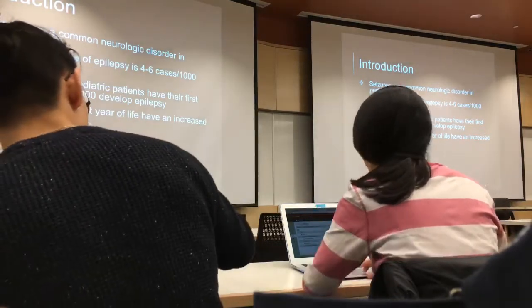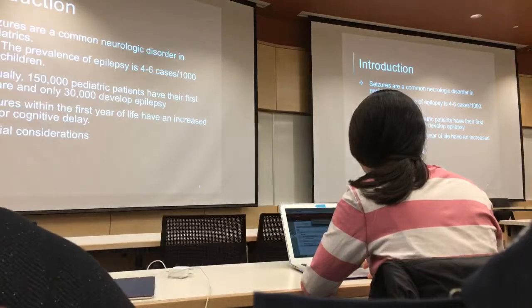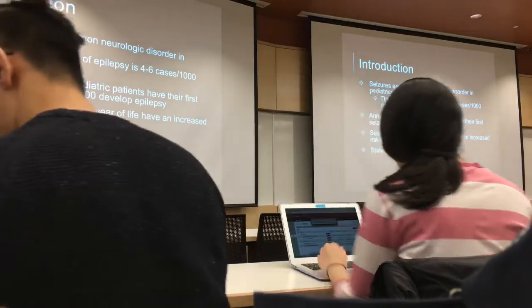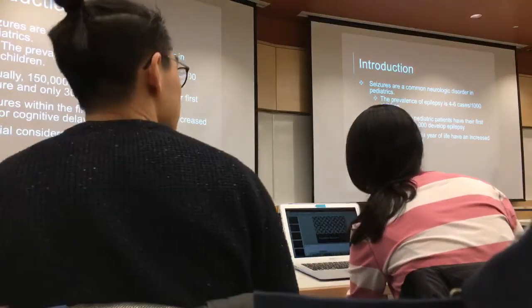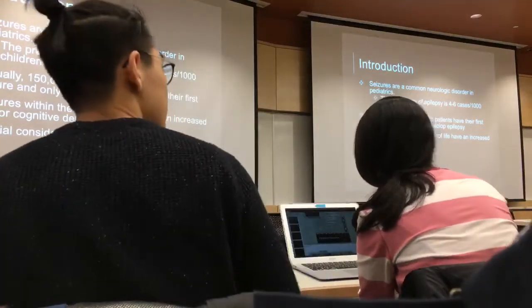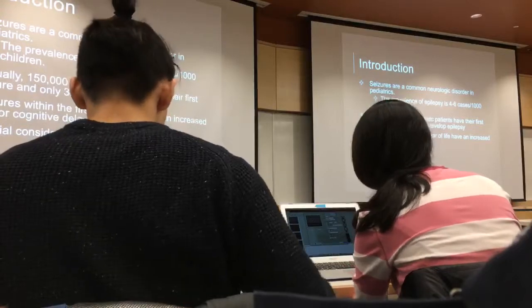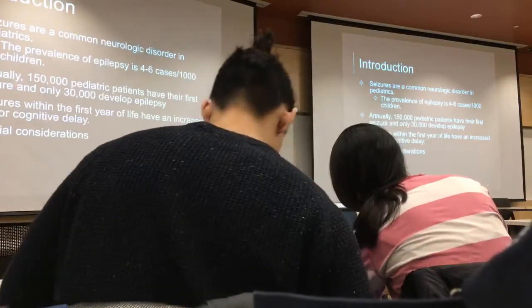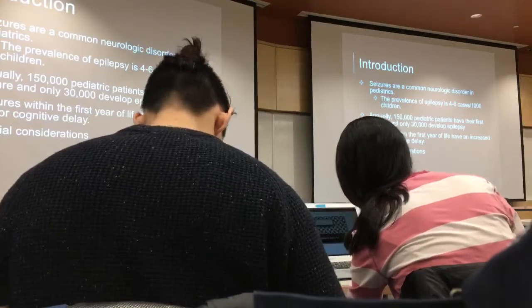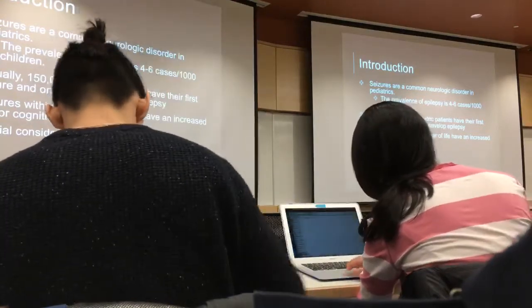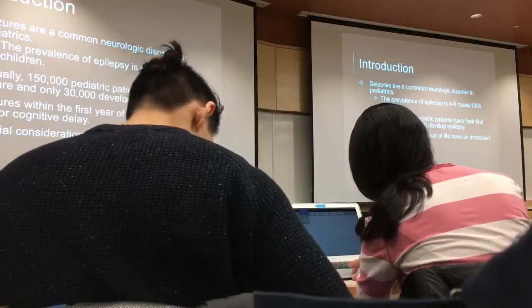Seizures within the first year have an increased risk of cognitive delay, meaning that if I have a child who develops a seizure, let's say at 9 months of age, more than likely, depending on the severity of that seizure activity, the child is more likely to have some type of learning disability or some type of cognitive delay in the future compared to somebody who's never had a seizure before 1 year of age.